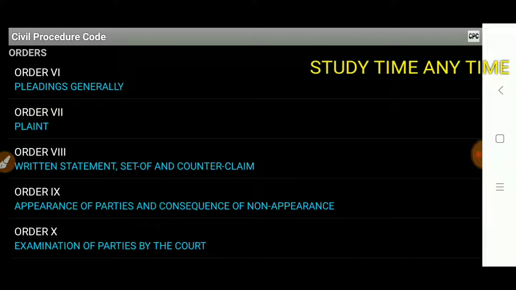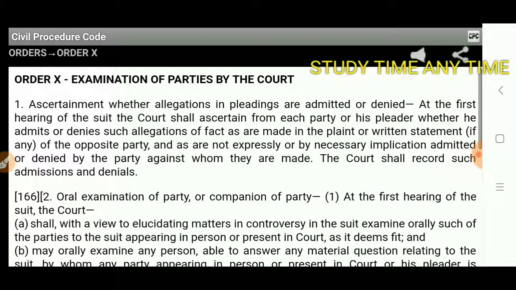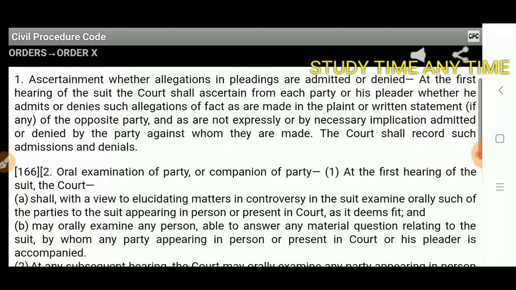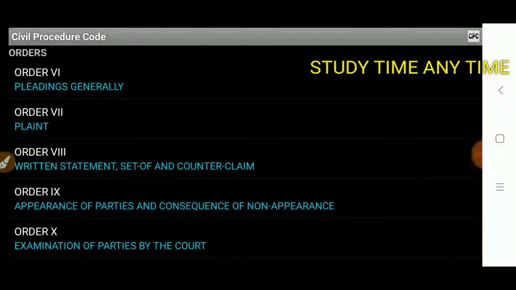Now further, there is order 10, that is examination of the parties by the court. This order is very simple: examination of the parties by the court, ascertainment whether allegations in the pleadings are admitted or denied, oral examination of the party or companion of the party. So these types of things are defined in this order.